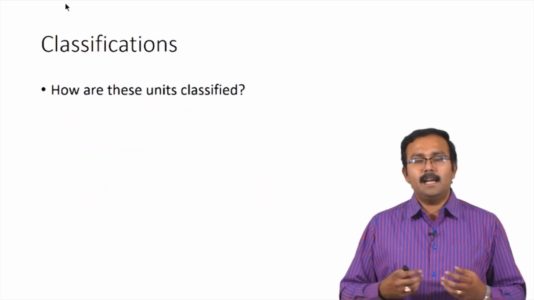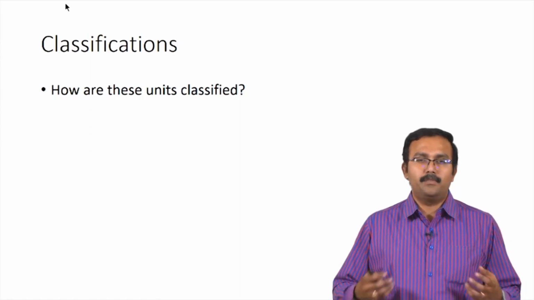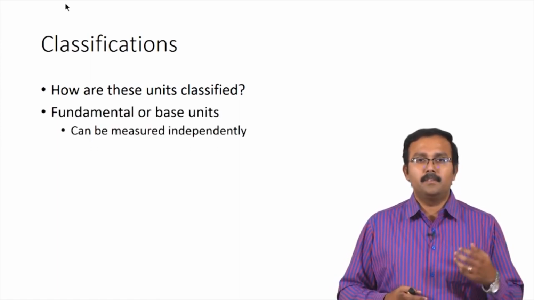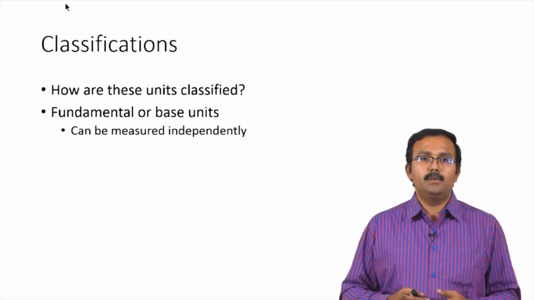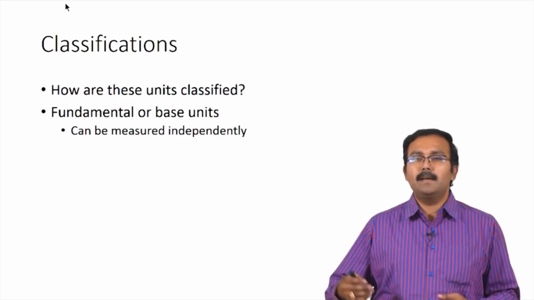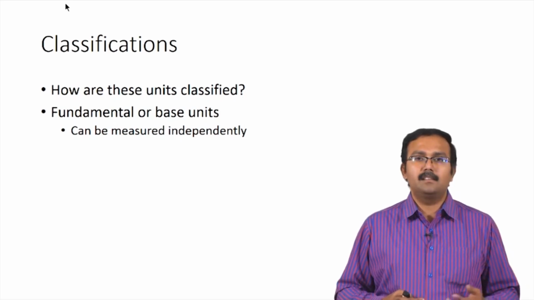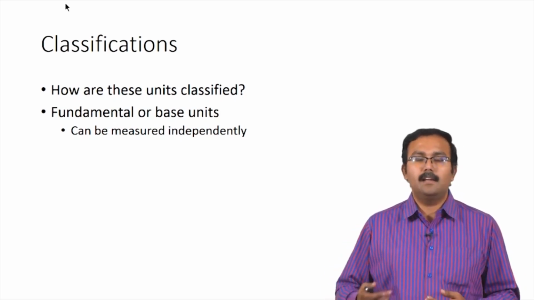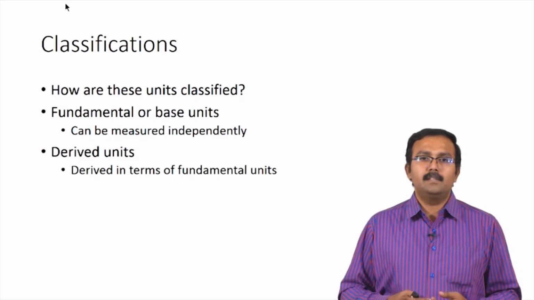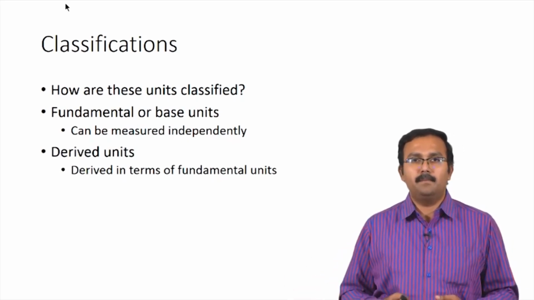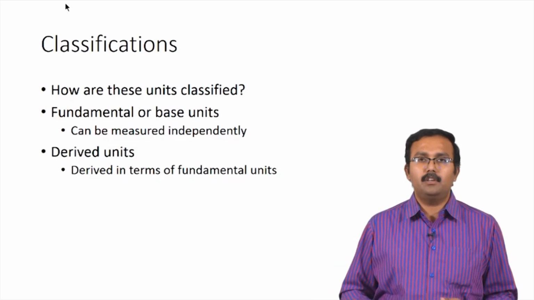So, the units can be classified into different types. How are they classified? The first type is the fundamental or base units. These are the units that can be measured independently. An example would be length, which you can measure using a scale and so on. You also have derived units, which are terms derived from the fundamental units either through multiplication or division.